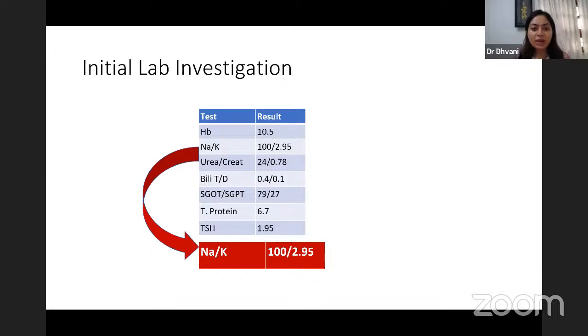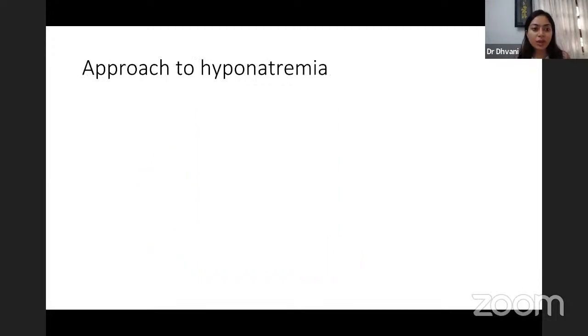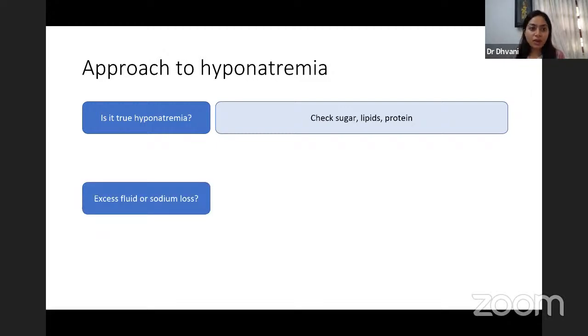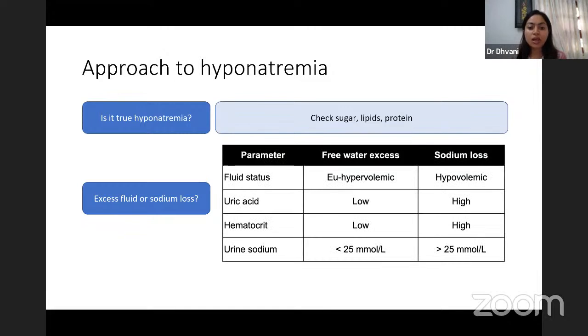So let us look at the approach to hyponatremia. When you have a patient with hyponatremia, the first thing to question is, is it true hyponatremia? Hyperlipidemia, hyperglycemia, and hyperproteinemia, all these three conditions are associated with pseudo-hyponatremia. So the first step is excluding these three. The next thing to ascertain is whether hyponatremia is due to excess fluid or sodium loss. So once we know it is true hyponatremia, we need to know whether it is because of an excess fluid or sodium loss. In a state of free water excess, patients will usually be euvolemic or hypervolemic, whereas those with sodium loss are usually hypovolemic.